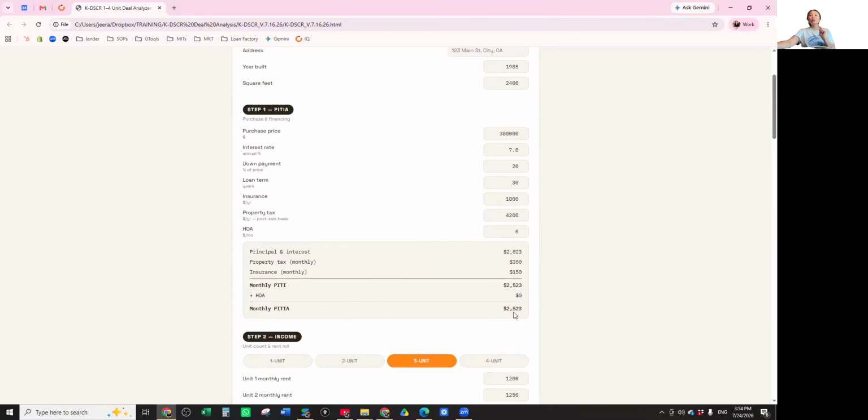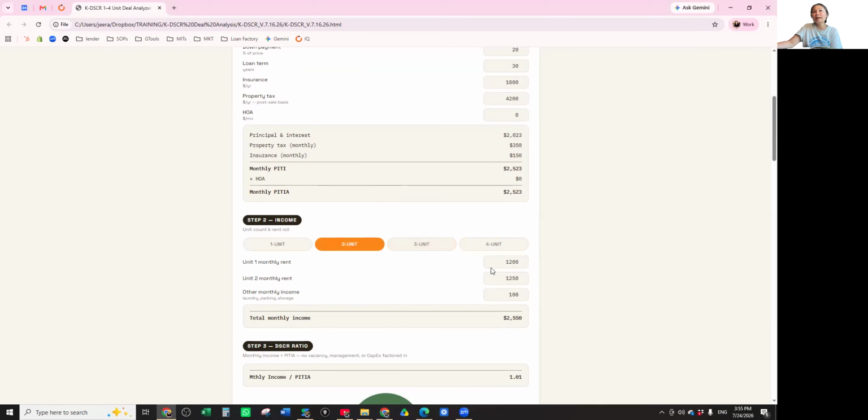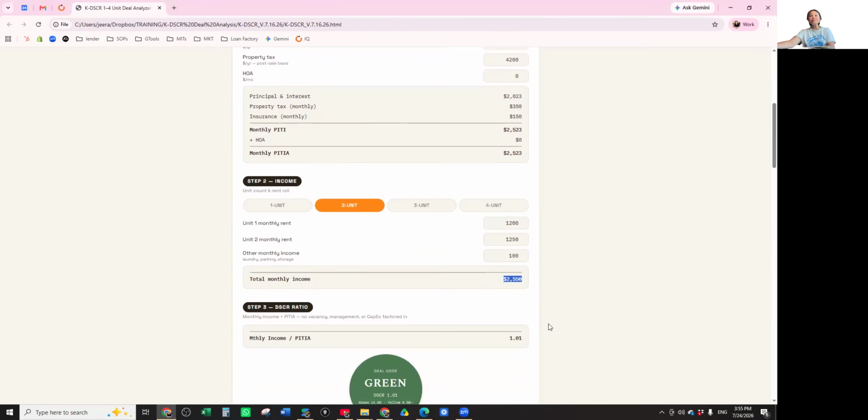For example, this one, we have the monthly mortgage at $2,523. And what's the DSCR loan? Let's say this one is a duplex only. So the rental income is $2,550.